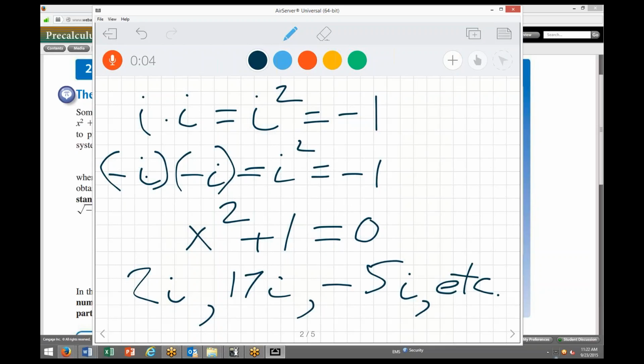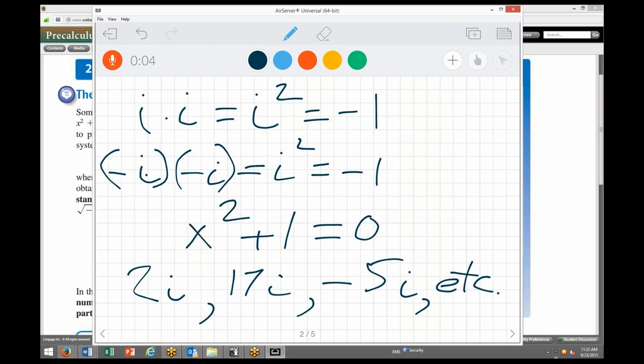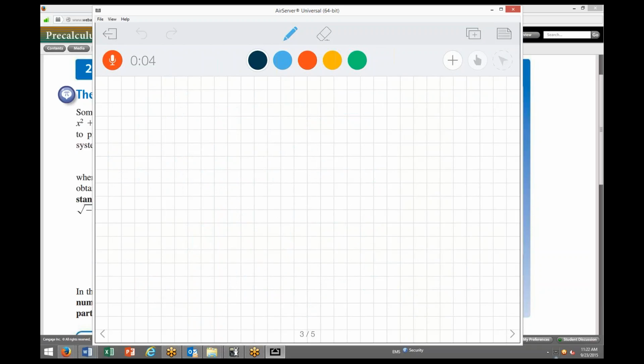If we multiply i times 0, though, something happens here. If we multiply i times 0, something else happens. And this is nice, that complex numbers behave like real numbers in this regard: any imaginary number times 0 is also 0, which of course we know is a real number. So any imaginary number, complex number times 0 equals 0.